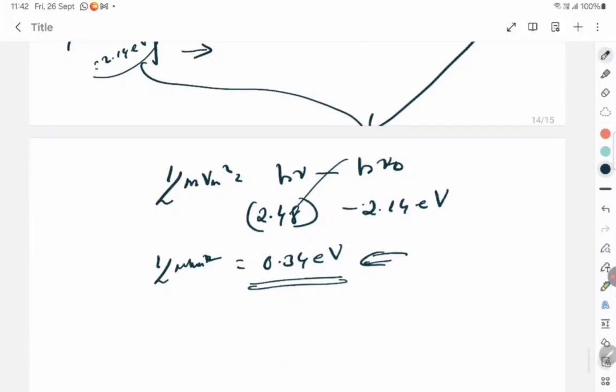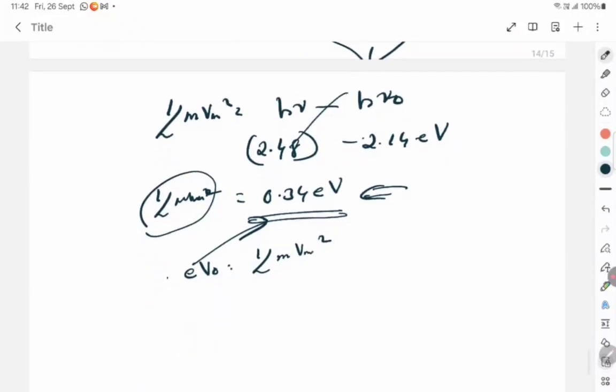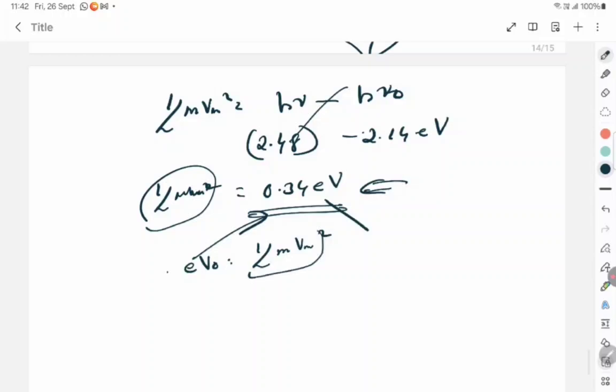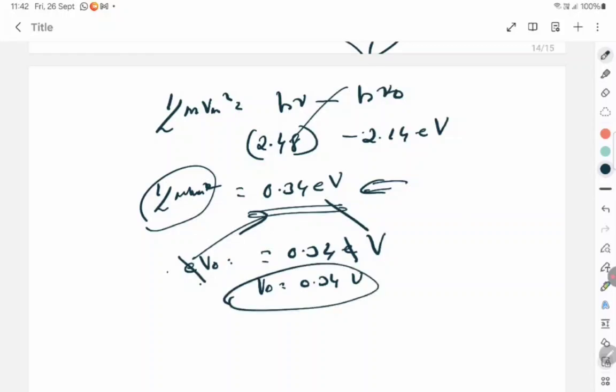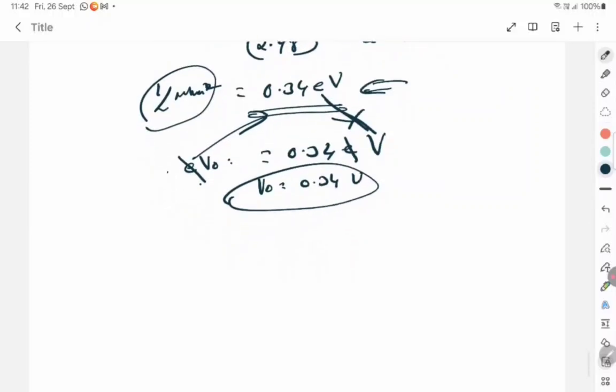Then they are asking the stopping potential. The stopping potential is nothing but the maximum kinetic energy also. E V naught is equal to half m v max square, so the stopping potential is also the same value. But you cancel the E and write the stopping potential to be 0.34 volts. Don't forget, E V naught is not the stopping potential, it's a charge into stopping potential. You have this in electron volt, the advantage is you can just cancel the E and write the answer. Such an easy way to do the sum. So the stopping potential is done.